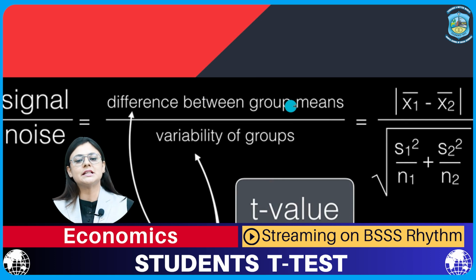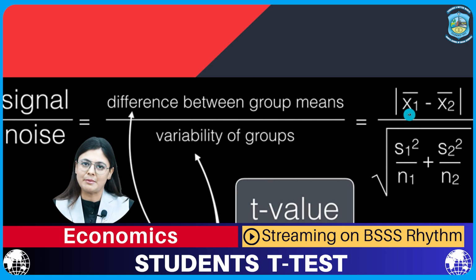Now let's first see the numerator. x1 bar minus x2 bar. Now what are these? x1 bar is the mean of sample A and x2 bar is the mean of sample B. The simple formula for arithmetic mean can be applied to calculate the mean for both the samples.